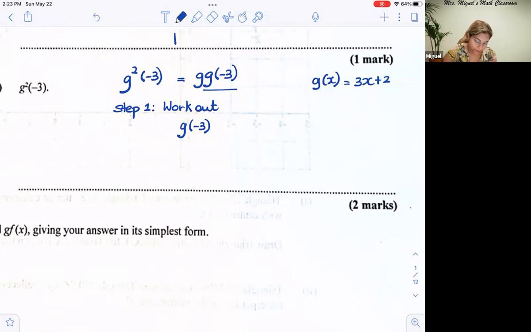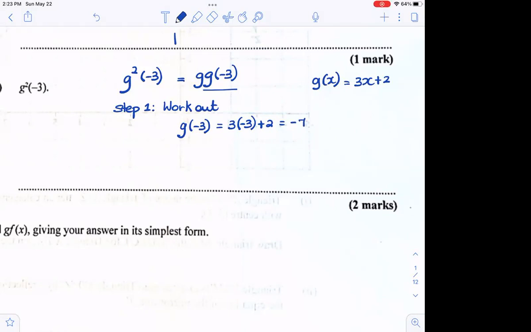So 3 stays the same because that is a constant, -3 plus 2. If you have problems with directed numbers, please use the calculator and don't try to figure it out on your own. So we put in 3 open bracket -3 plus 2. The answer is -7. Did you all get it? Yes, ma'am.